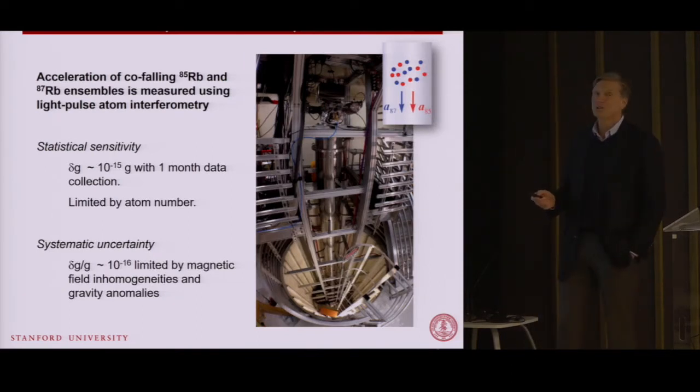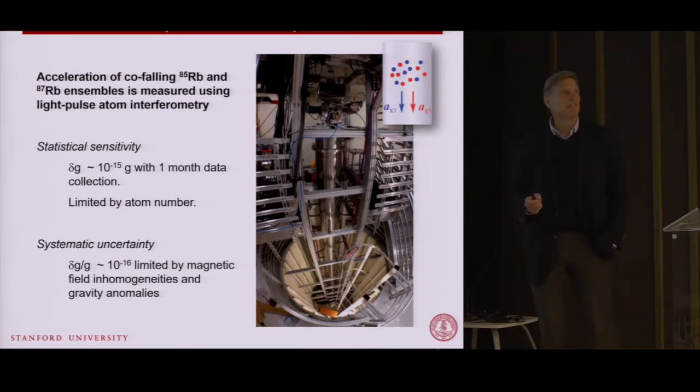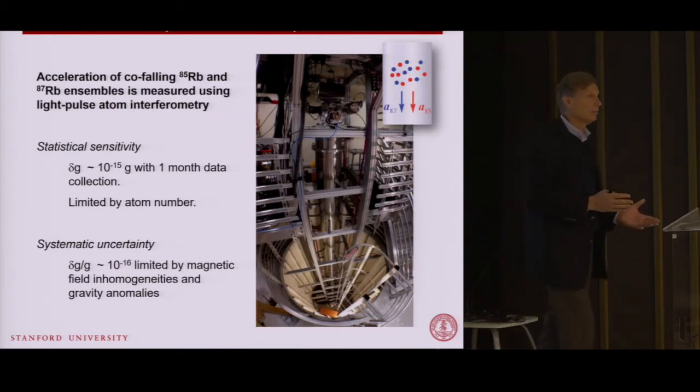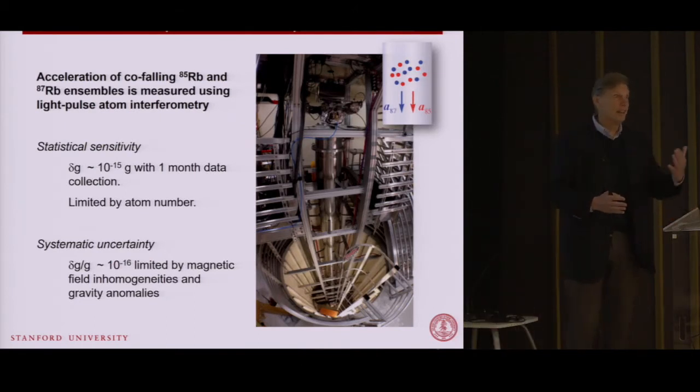And so just to put some numbers up there, with 1 month of data collection, we should be able to resolve changes in the acceleration due to gravity of 85 isotopes falling with respect to 87 isotopes at the part in 10 to the 15 level, which is comparable to where the MICROSCOPE satellite experiment, which just published some beautiful results, thinks they'll be in their next run.